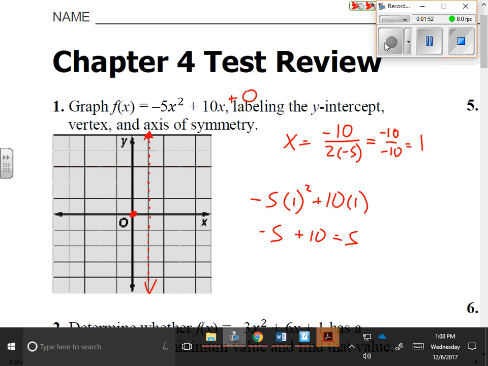Okay? So if it crosses the y-axis right there, and its vertex is right here, and we know it opens down, and we know this is an axis of symmetry, means it's symmetric. I know I got another point right there. So there's my y-intercept. Here's my vertex. My axis of symmetry.